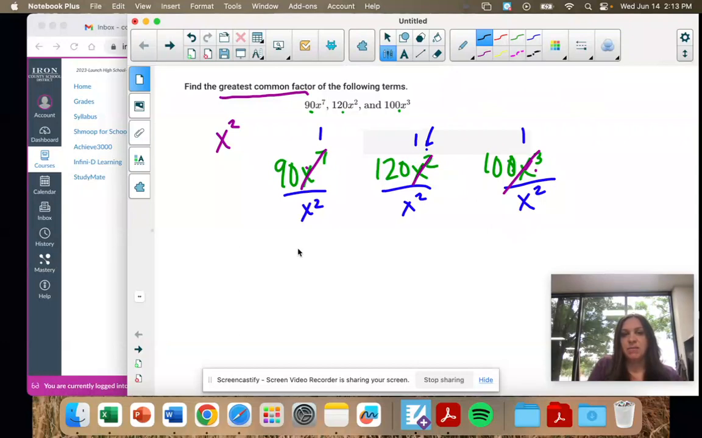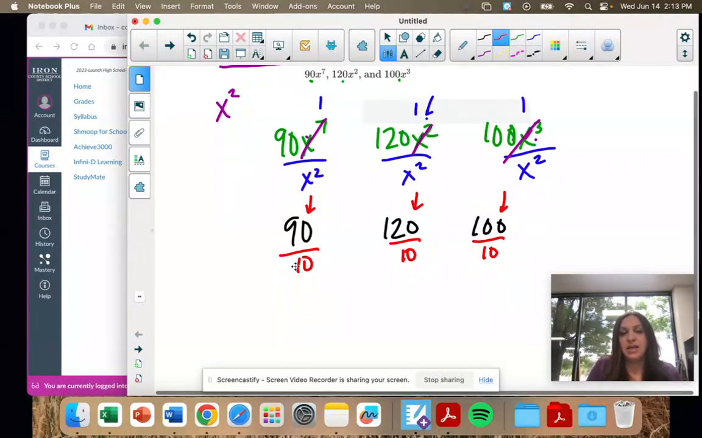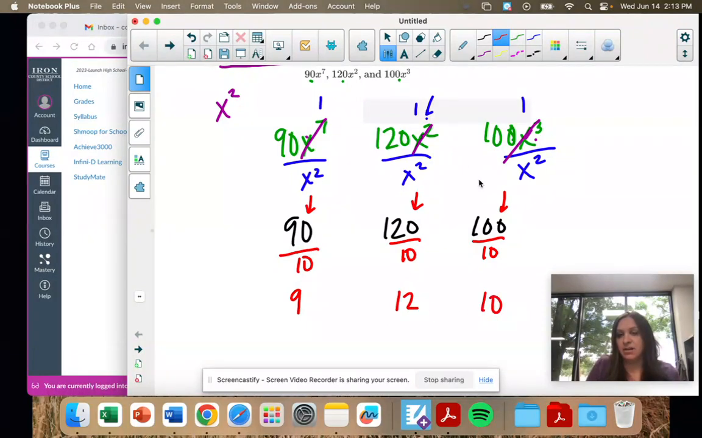And now I need to do the same thing with the numbers. What's the highest number that all of these divide by? And this is harder to find out. They all divide by 2, probably 3, I don't know. You might have to use your calculator. I know since these all end in 0, that tells me that they all divide by 10. So if I divide this by 10, I get 9, 12, and 10.